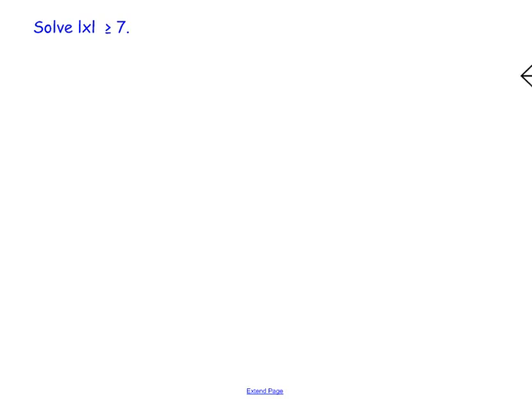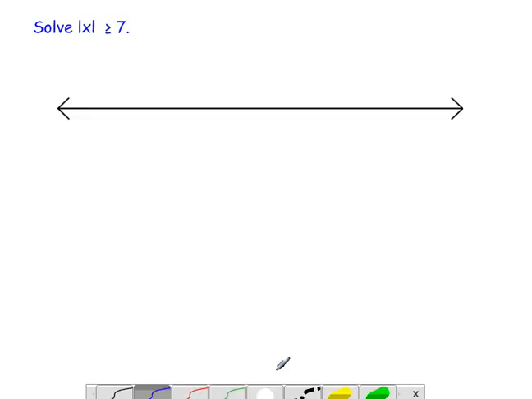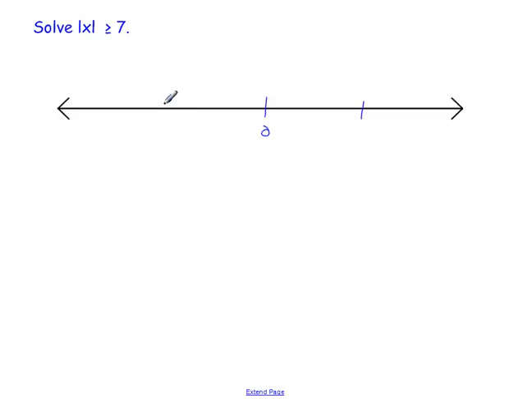Now we want to solve this one. Again, we can either use the geometry definition or the algebra definition. We're going to do both here. So using the geometry definition, we see here that a number's distance from 0 is greater than or equal to 7. So here, 0, we want its distance to be greater than 7 or equal to 7. Well, what values on a number line are the distance greater than or equal to 7?